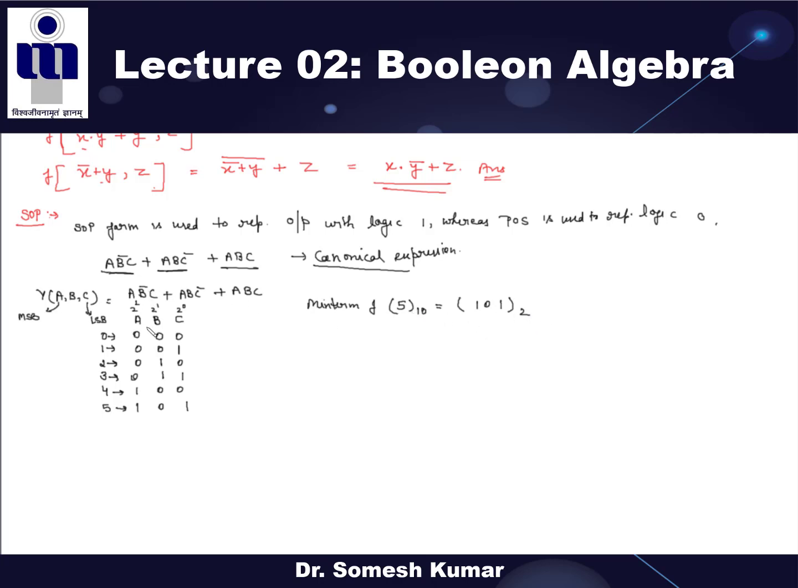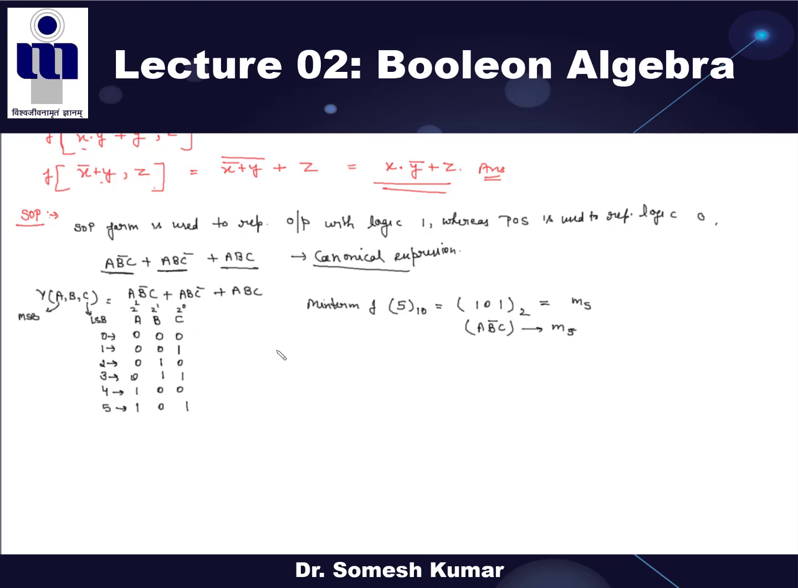Now, you represent A as the MSB and C as the LSB. Then how can you write this 101 in the form of variables? A, B bar, C. Clear? A, B bar, C. The minterms are generally represented by a small m, and the maxterms I will tell you about later. Here the minterm is represented by small m and it is 5, so this is the minterm of 5.